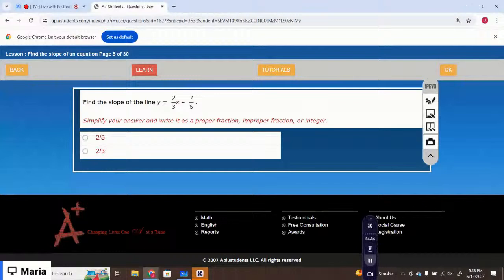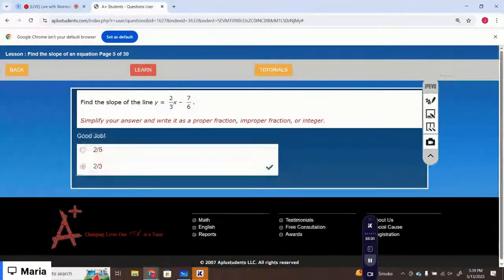Find the slope of the line y equals 2 by 3x minus 7 over 6. So which is the correct option? That is m equals 2 by 3. Option number 2 is the correct option.